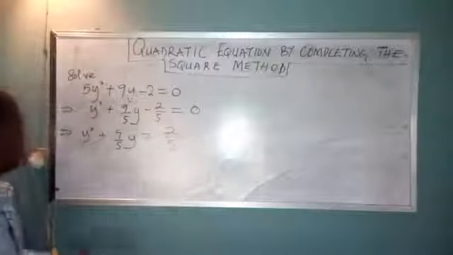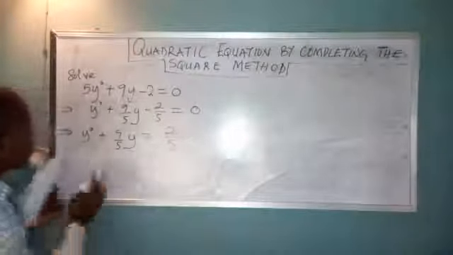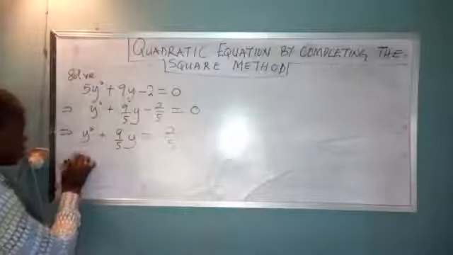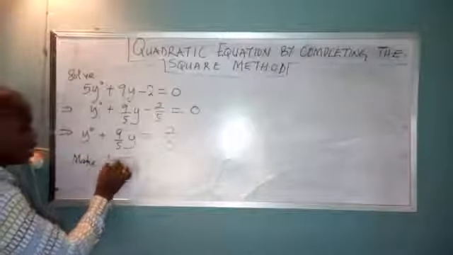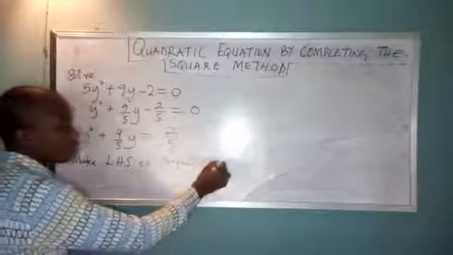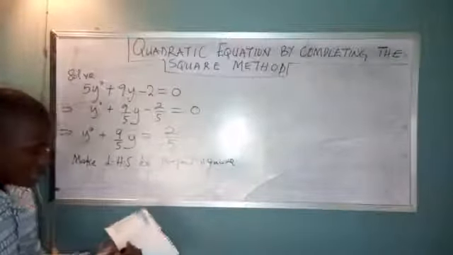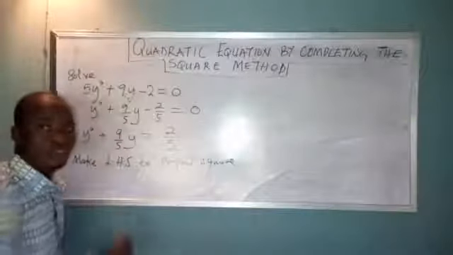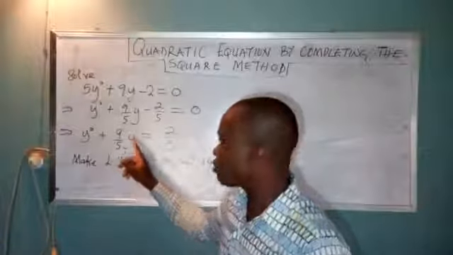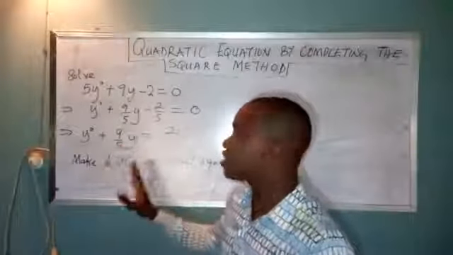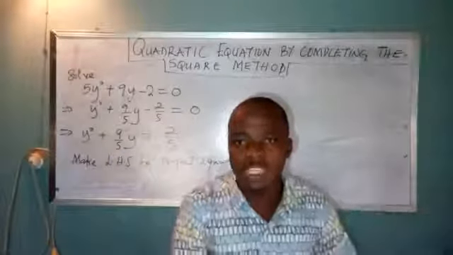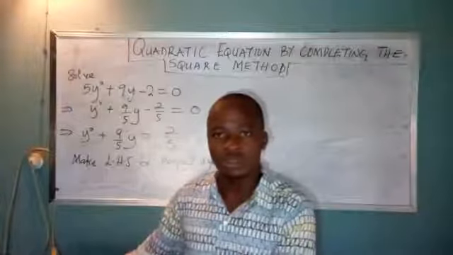So from here, what's the next thing? The next thing for you to do is to make this left hand side, the LHS, a perfect square. To make it a perfect square, you take half of the coefficient of y, then you add the square to both sides. Because in an equation, whatever operation you apply to one side, you apply to the other side too.